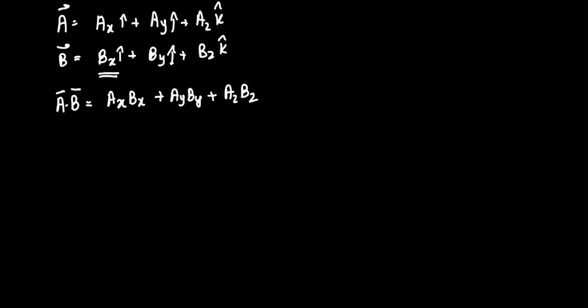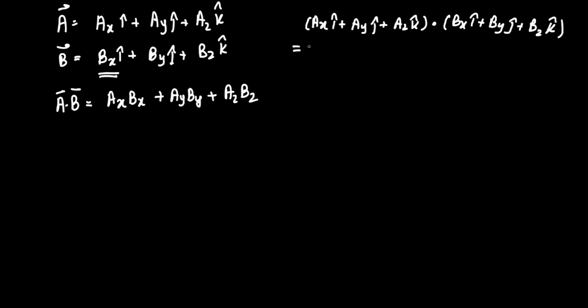Okay. Now there is a way in which you can arrive at this result. You can simply take the dot product between these two vectors, AX I cap plus AY J cap plus AZ K cap, this is the A vector, dot BX I cap plus BY J cap plus BZ K cap. Okay, so you take the first term and you take the dot product of that with the first term. You take the first term and you take the dot product of that with the second term, and you keep on doing so.